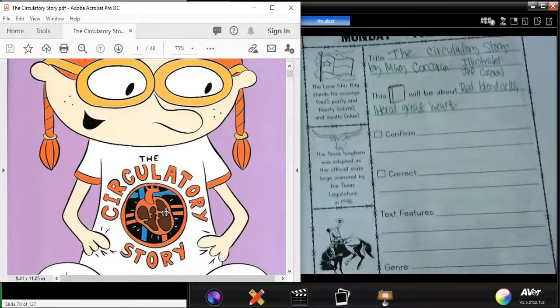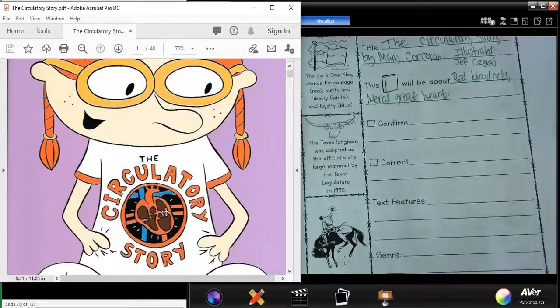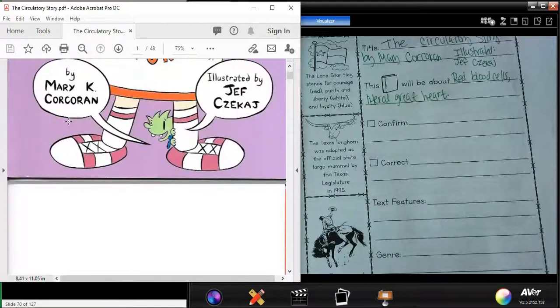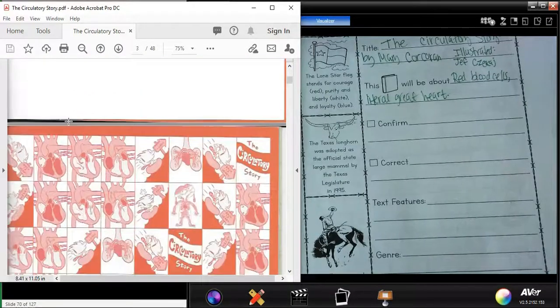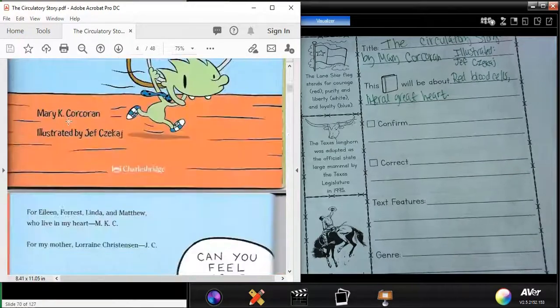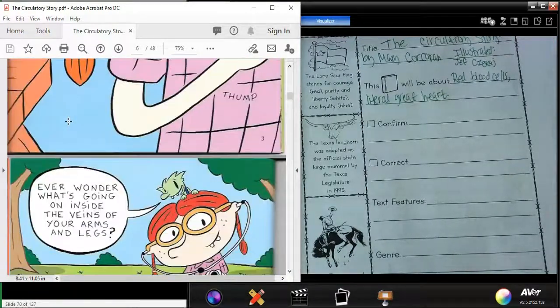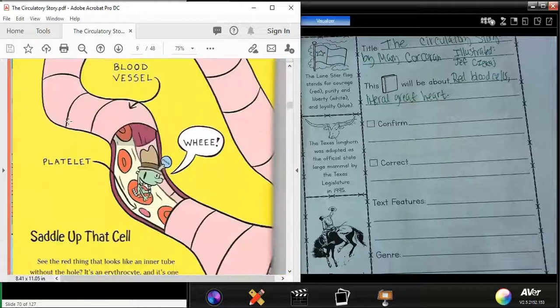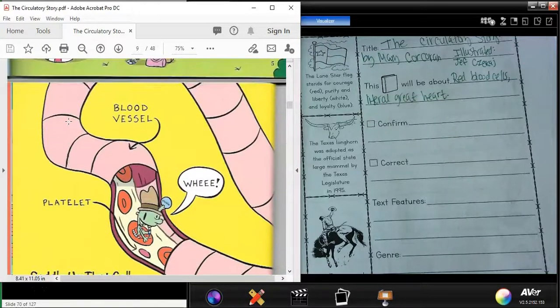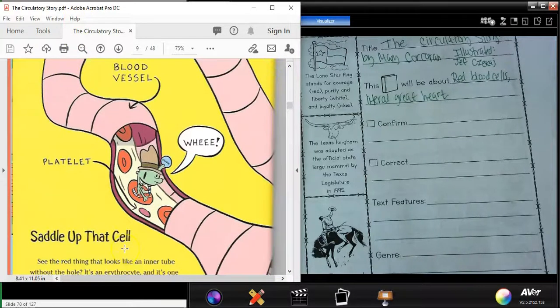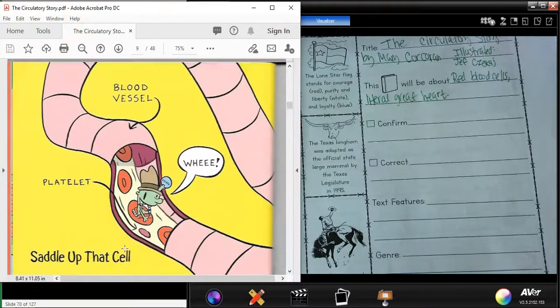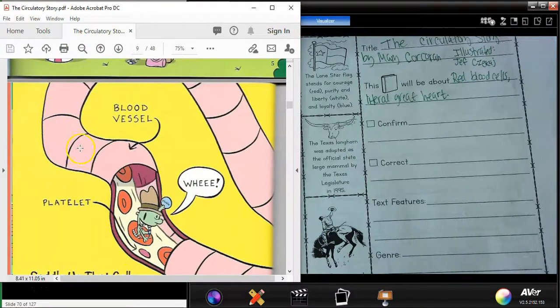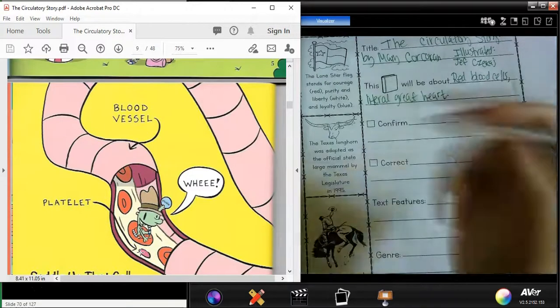Now, boys and girls, how many features or text features have we had? We've had so many, right? I love this book. So let's go ahead and go over to page 6. And it's the one that says saddle up that cell. What was this called? Remember, the illustrator is pointing to it. It's telling you what it is. It's pointing to the platelets. So it is a diagram.